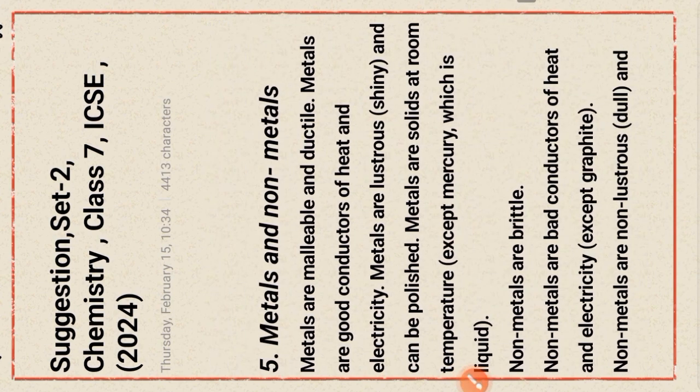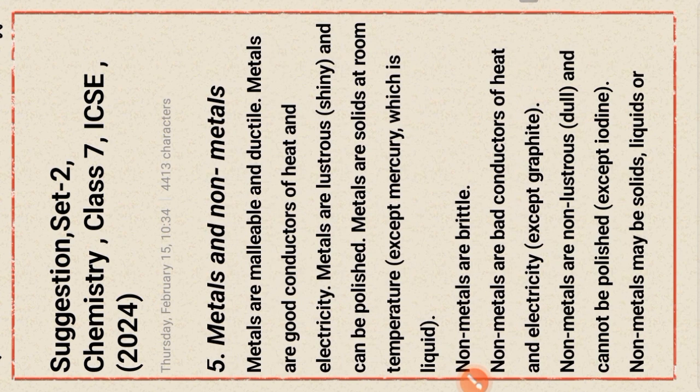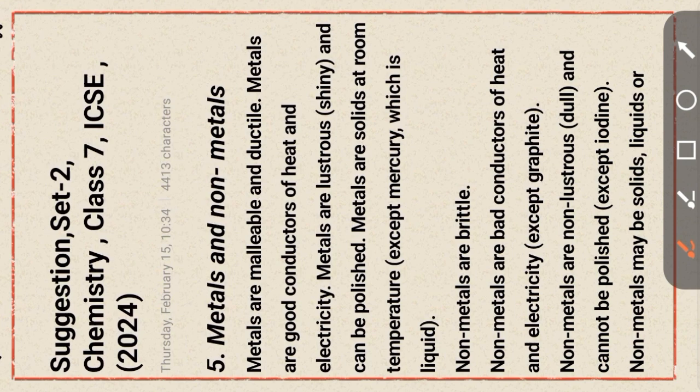Next one, the difference between metal and non-metal. Metals are malleable and ductile. Metals are very good conductors of heat and electricity. Metals are lustrous, shiny, that is, they can be polished. Metals are solid at room temperature. Example: mercury, which is liquid.